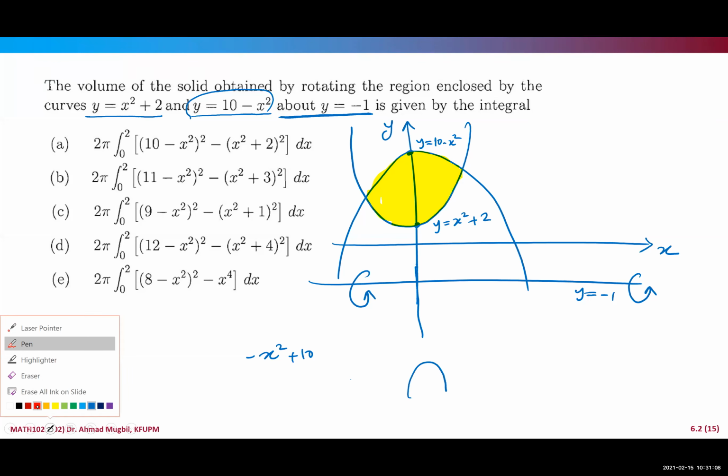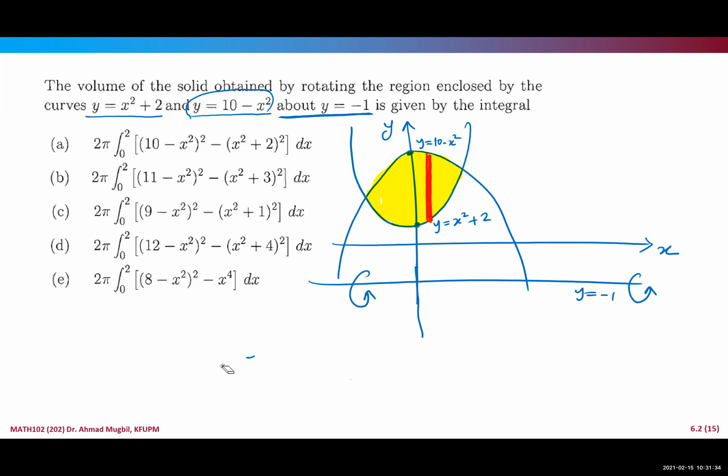The second hint is to draw, because the axis of rotation or the line of rotation is a horizontal line, we will draw a line that is perpendicular to it. The typical rectangle, we will draw it this way, perpendicular to the axis of rotation. This is my typical rectangle, and this will give me the thickness variable, delta x. So I'm going to integrate with respect to x because of that. Okay, so this is the second hint. I wish that is clear now.